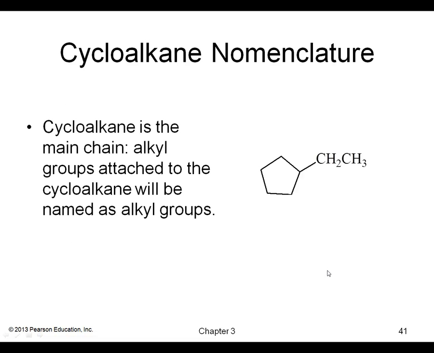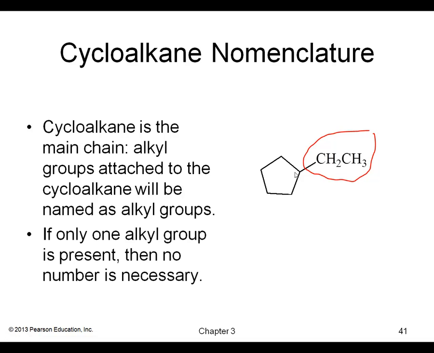Cycloalkane nomenclature: all we do is we look at the alkyl group attached, which is an ethyl, and so we would have ethylcyclopentane. If there's only one group, there's no need to put a number on it. So we get our molecule here.